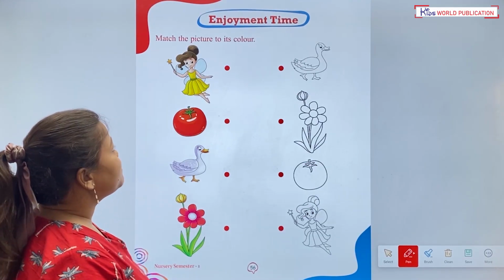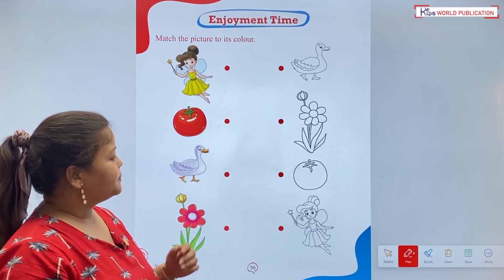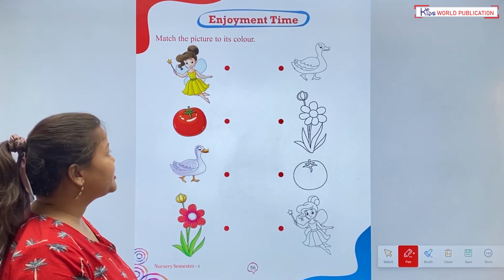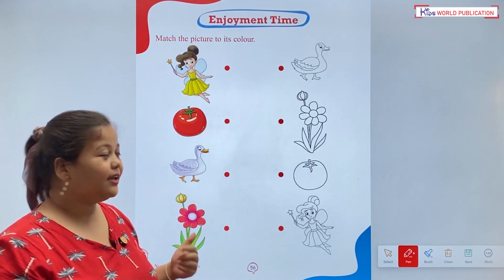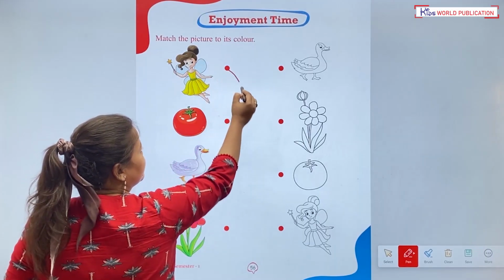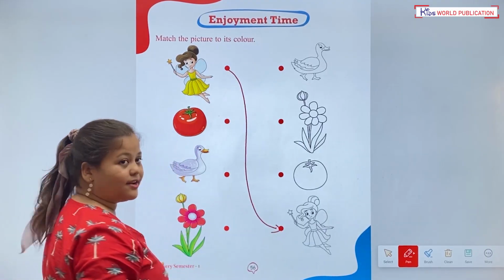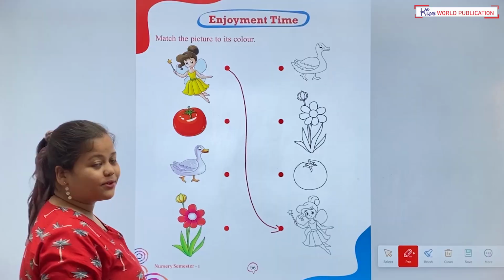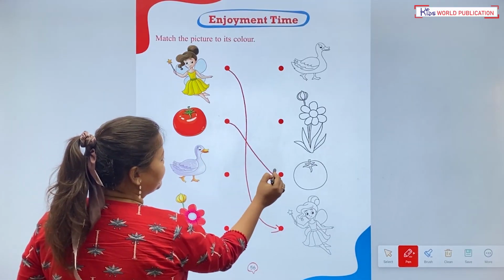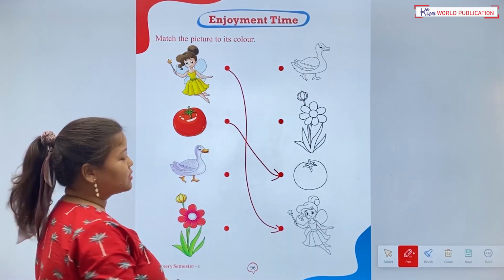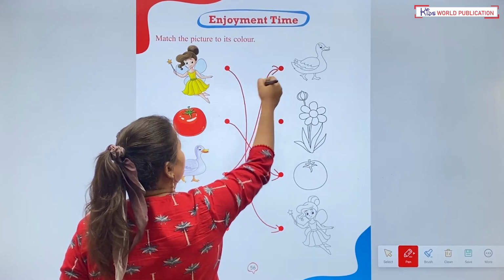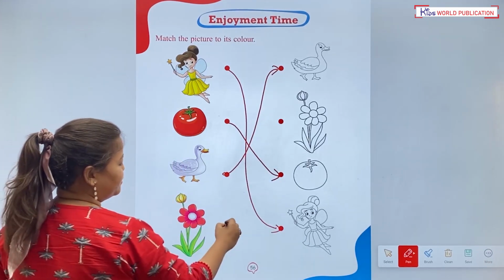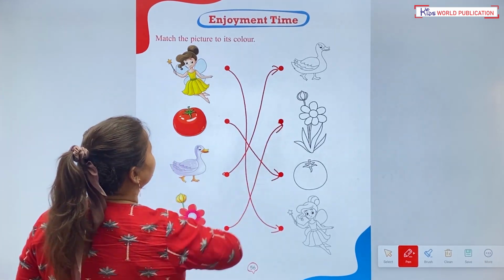Enjoyment time, match the picture to its color. So, let's match the picture. Colored fairy to uncolored fairy. Colored tomato to uncolored tomato. Colored duck to uncolored duck. Colored flower to uncolored flower.